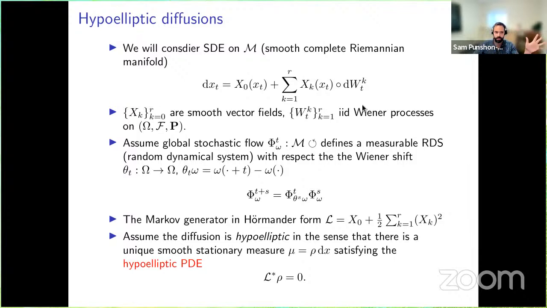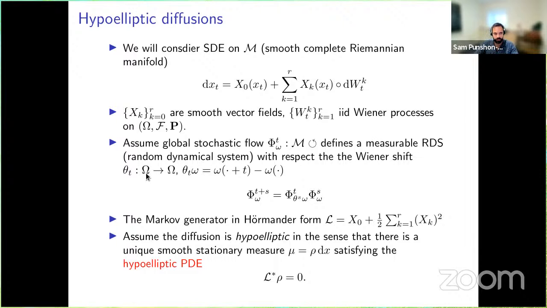So what we're going to consider here is hypoelliptic diffusions. Let's consider a stochastic differential equation on a manifold, given in Stratonovich form like this. These X_k's are smooth vector fields on the manifold, and the W_k's are IID Wiener processes on some canonical probability space. I'm going to assume for now that there's some global stochastic flow on this manifold, so maybe there's some Lyapunov function for it. The manifold could be unbounded, for instance. And it defines a measurable random dynamical system with respect to the Wiener shift.